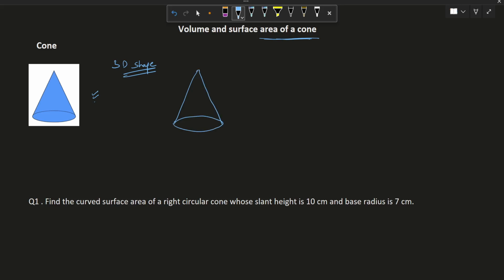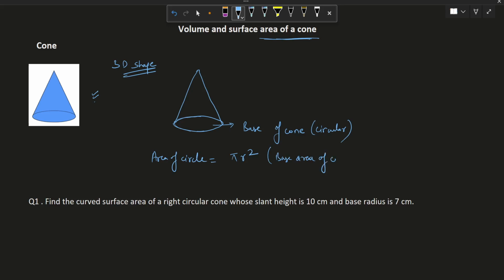So how do we calculate the surface area and the volume of that? So we have some formulas. First, learn the basic concept here. The circle here I have drawn, this is a circular base. This is the base of cone, which is circular in shape. Now we know what is the area of a circle. Area of circle is always given by pi r square. So that's the base area of a cone.